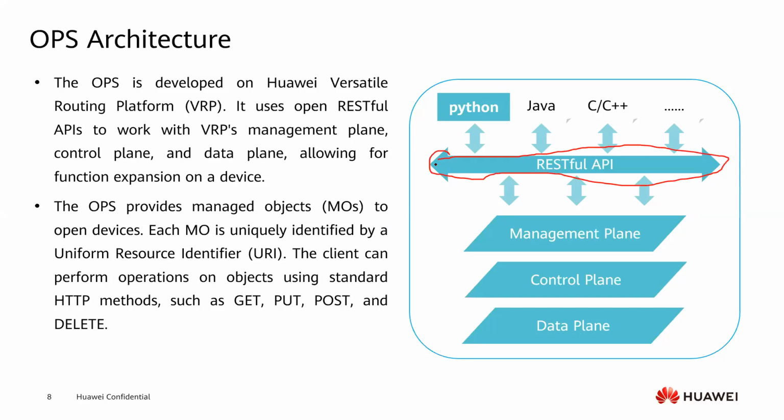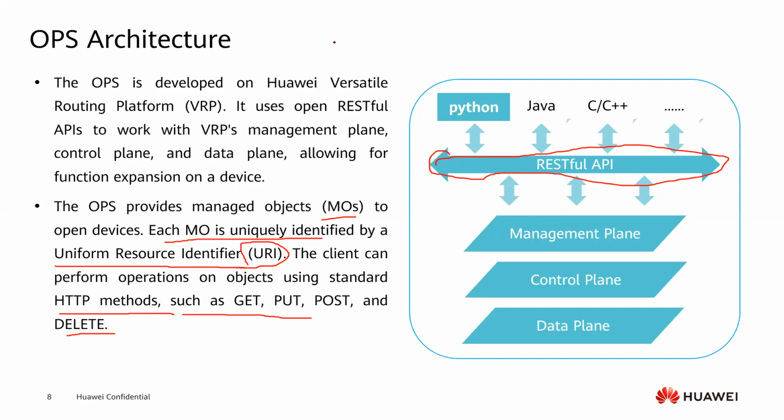The CE device supports RESTful API. The OPS provides managed objects (MOs). To open the device, each MO is uniquely identified by a uniform resource identifier, URI. The client can perform operations on objects using standard HTTP methods, such as get, put, post, and delete.